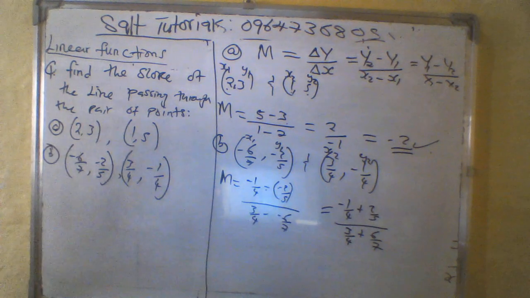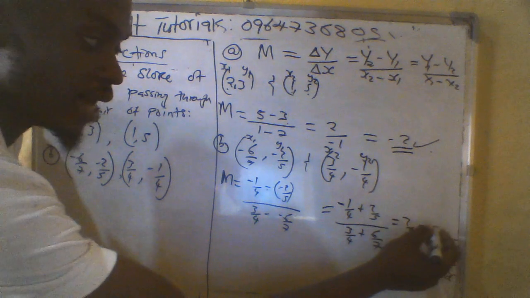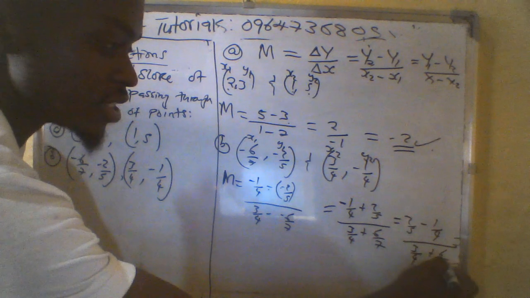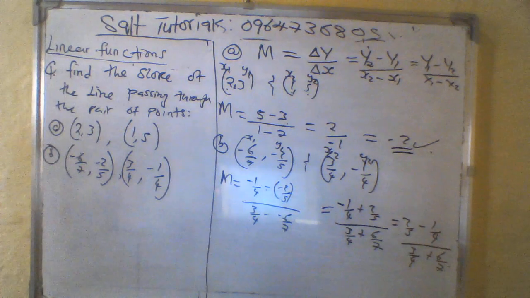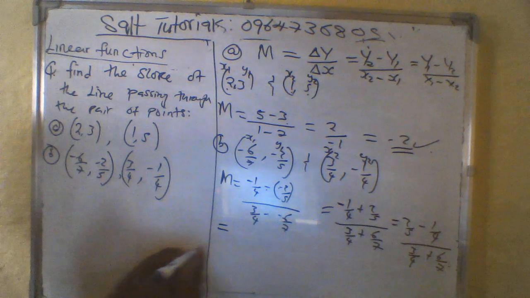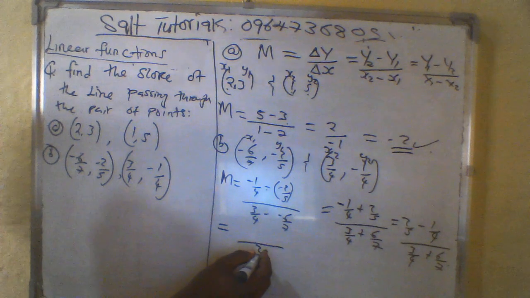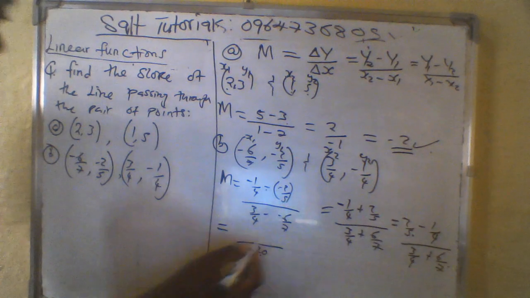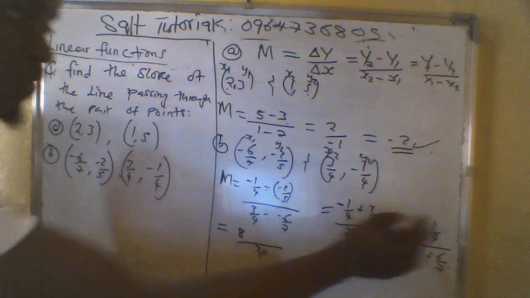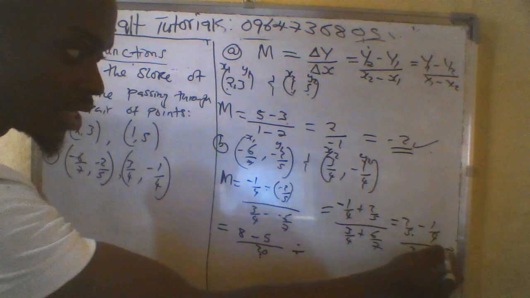I can even write it in minus, because negative 1 over 4 plus 2 over 5 is the same as 2 over 5 minus 1 over 4, over 3 over 4 plus 6 over 7. So what am I doing here? Addition and subtraction of fractions. The lowest common denominator for 5 and 4 is 20. 4 into 20 is 5, 5 into 20 is 4. 4 times 2 is 8. 5 times negative 1 is negative 5.